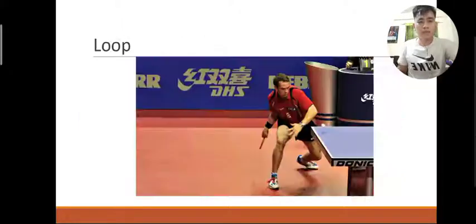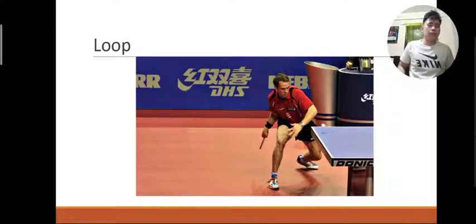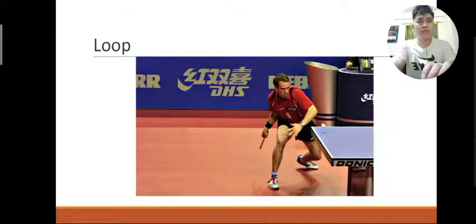So now let's move on to the loop skills. With these skills, the athlete uses an exaggerated movement, whether it be a backhand or forehand, and when it hits the ball, it makes strong speed and strong power.